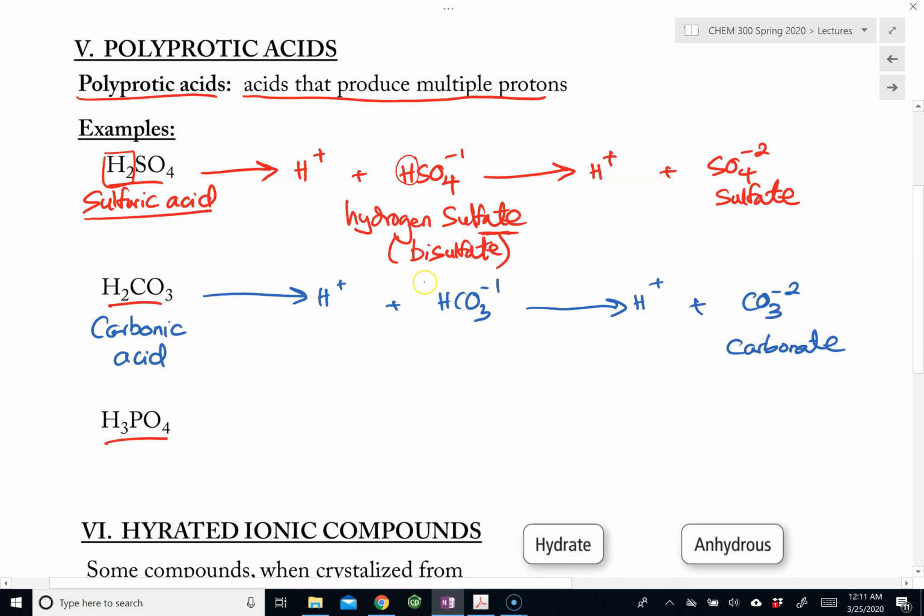So how would we name this intermediate here in the middle? Because it actually exists. And similarly to the example we have seen above with the hydrogen sulfate, this is now named as hydrogen carbonate. Or it can be short named or common named as bicarbonate. Bicarbonate and hydrogen carbonate are the same thing.